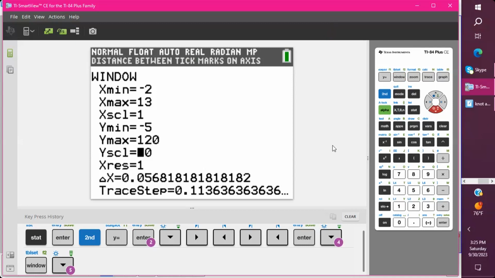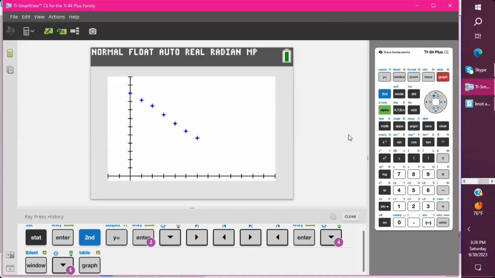Okay? And once I have done those 3 things, I've entered my data with the stat key. I've turned on the plot with stat plot. I've done the size of my graph with window. Then I hit my graph key and I get a lovely scatter plot.